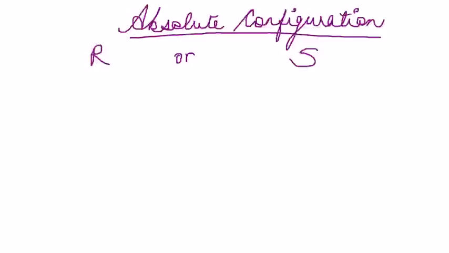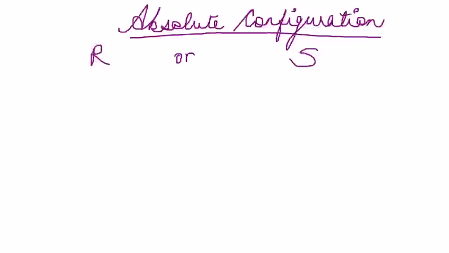Alright, let's talk about absolute configuration. Absolute configuration is a method that we can use to provide the configuration to the structure the way it is drawn. By the way, it has absolutely no relation to the alpha that you would get experimentally. But just know that you would be able to predict, just like you can do E and Z for the structure the way it's drawn, you can do that for optical isomers or enantiomers.